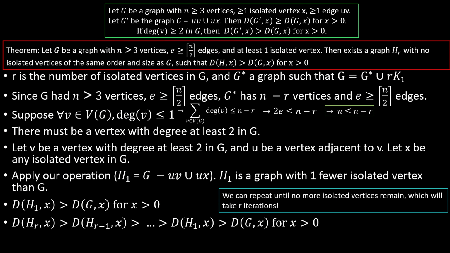Let's step back and take that in. We just proved that if a graph G satisfies these criteria, then there exists another graph with no isolated vertices that is more optimal than G. Alright, let's move on to the last concept in this video.